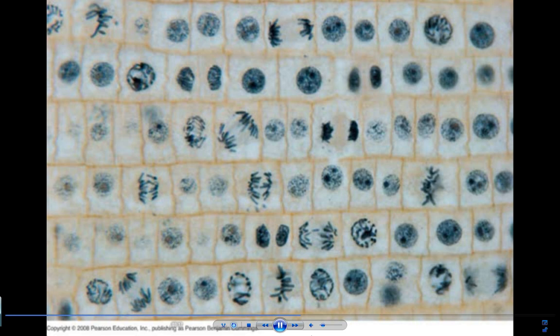So if we take a look at the cells here, the one being pointed to by the green arrow is in anaphase, and you can see the chromosomes look like they're kind of moving to the opposite sides, and that shadowy part in the middle is the spindle fibers.